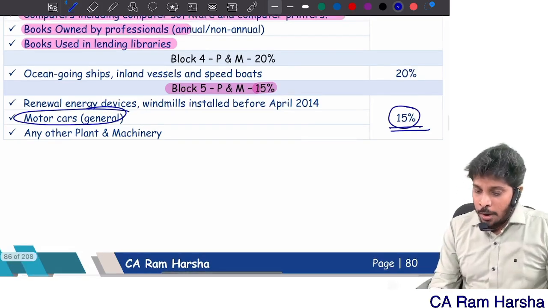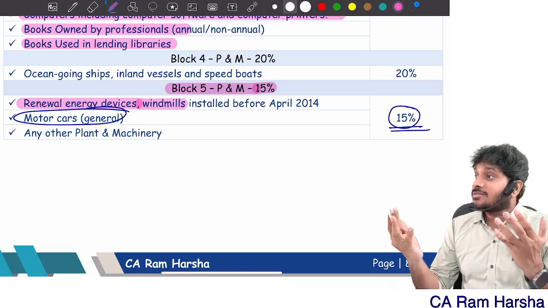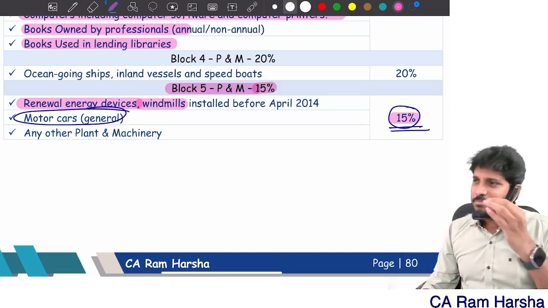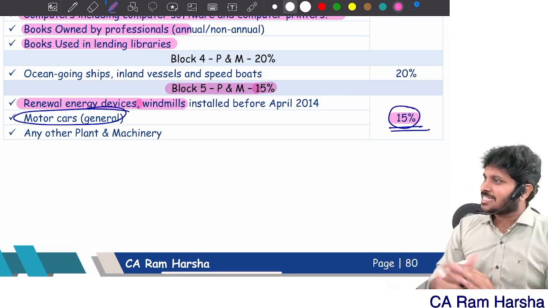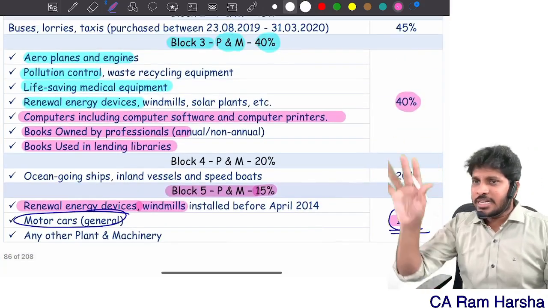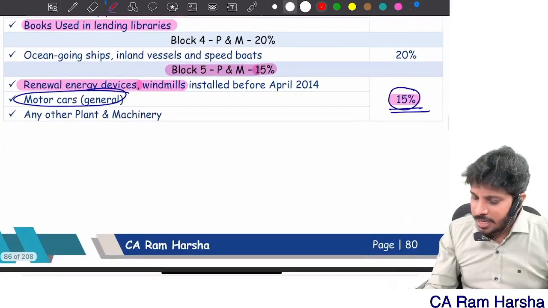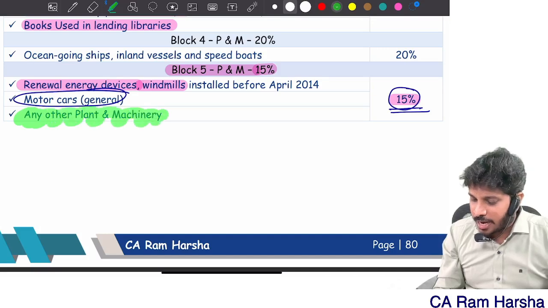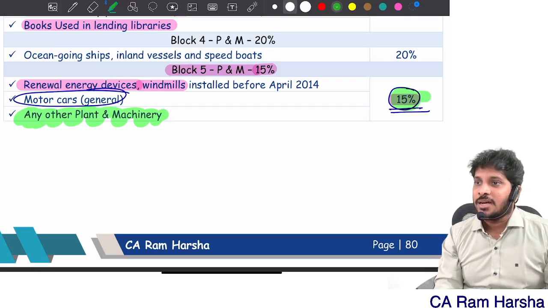Next, renewable energy devices, windmills, turbines. For all this, what is the rate of depreciation? I have some phones, mobile I bought, two-wheeler I bought, some machineries I bought in the factory. No list is given above. It is not covered in the above specific list. What is the rate of depreciation? Any other plant and machinery. What is it called? Any other plant and machinery. What is the rate of depreciation? 15. Are you getting it?